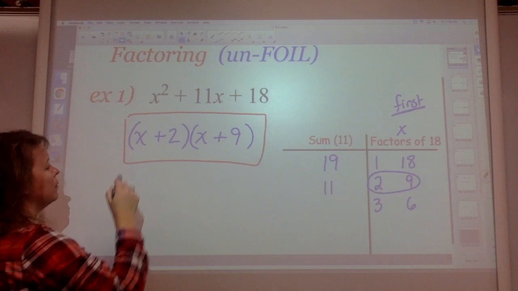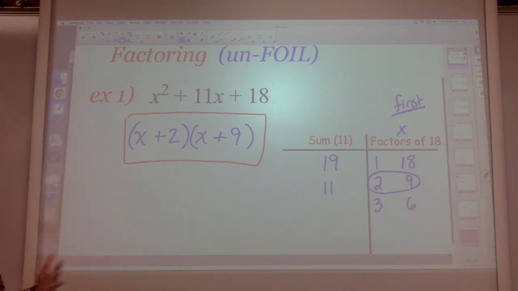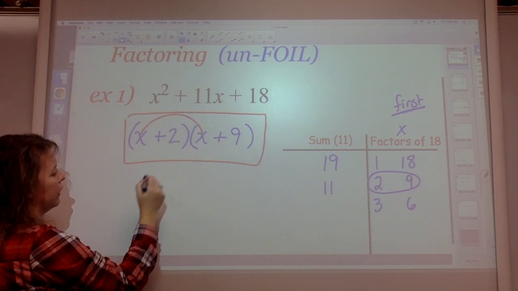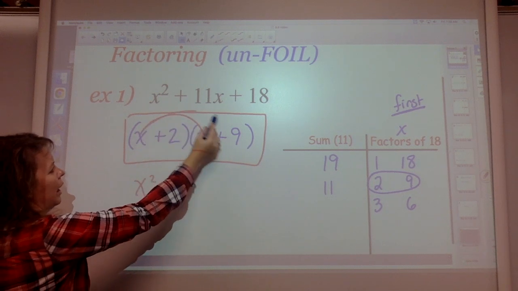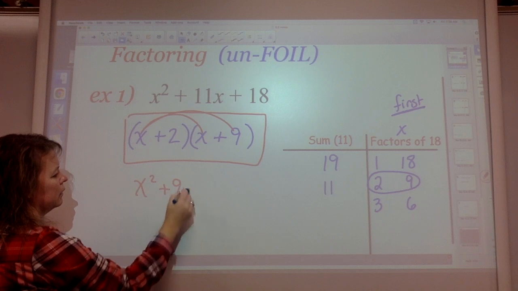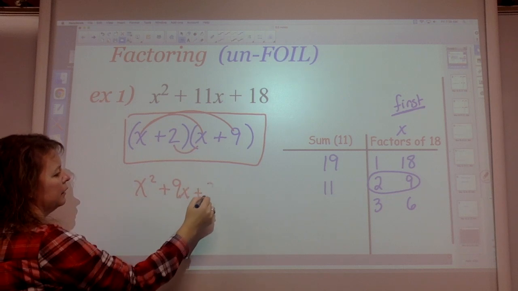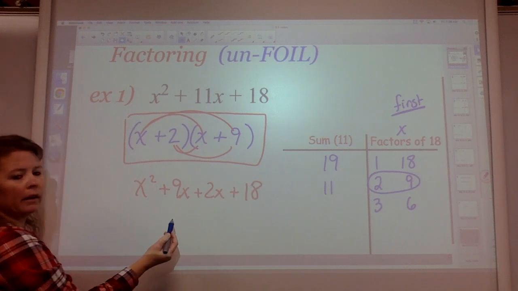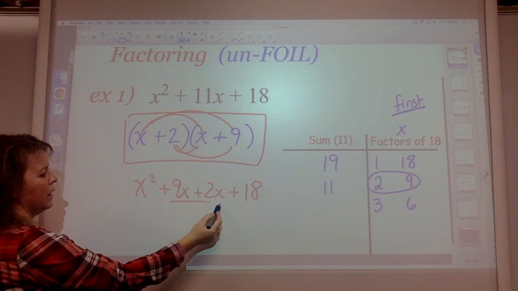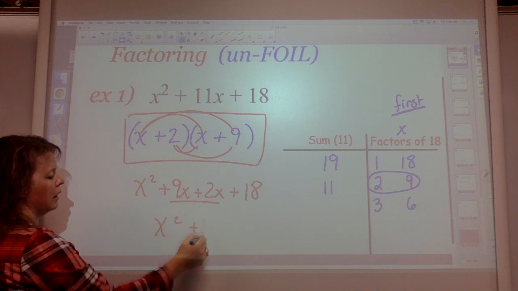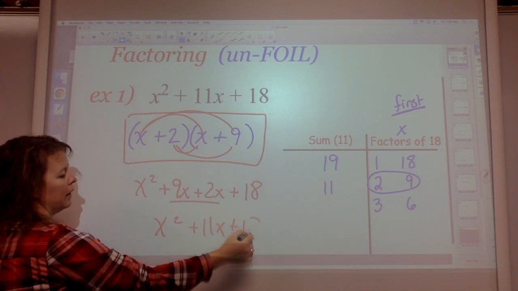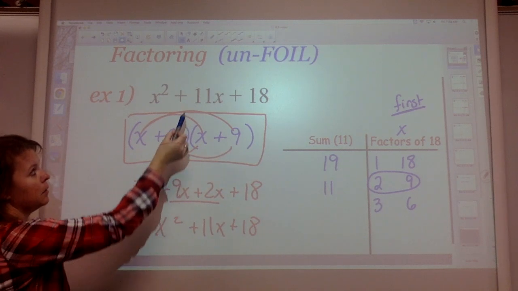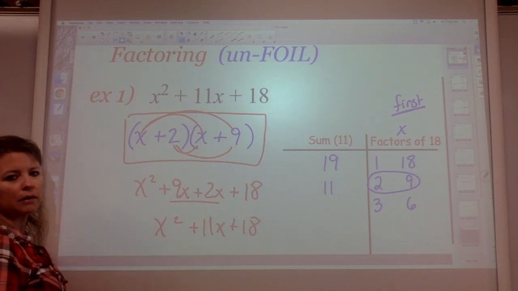You don't want to do any more to it, but if you want to see how does that work, how is that unfoil, how is that factoring? If you distributed this out, you would do first, outside, inside, and last. You guys got pretty good at that. This is relatively easy for you. And then you added like terms, and you got x squared plus 11x plus 18. So that's why we always need these two factors to add up to that middle term so that it matches.